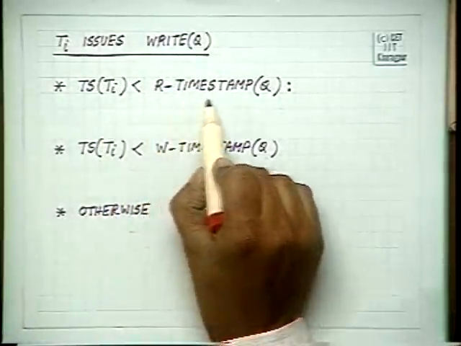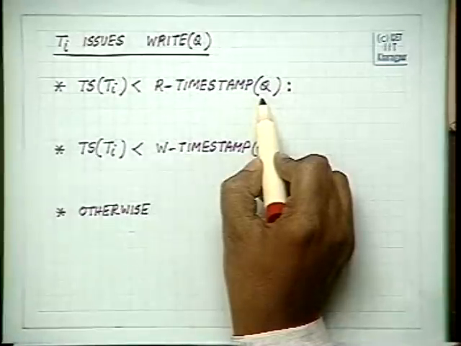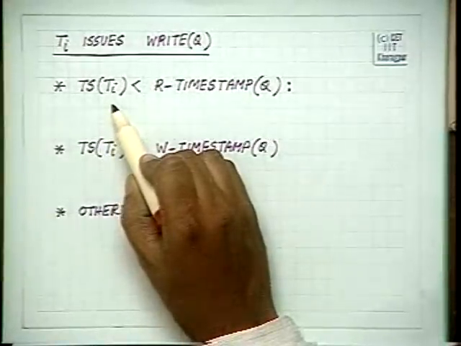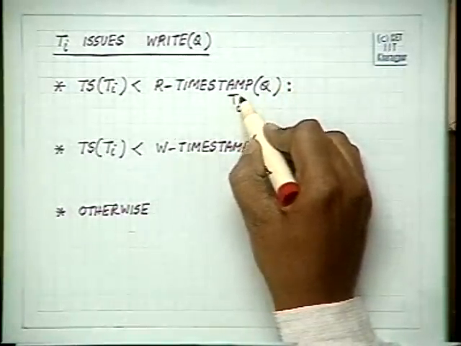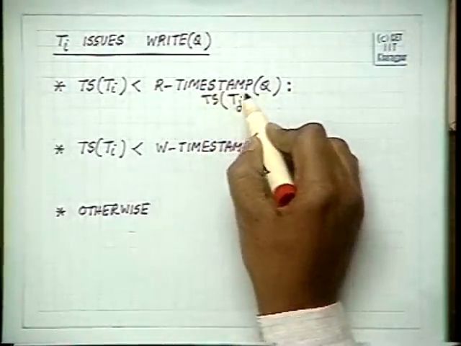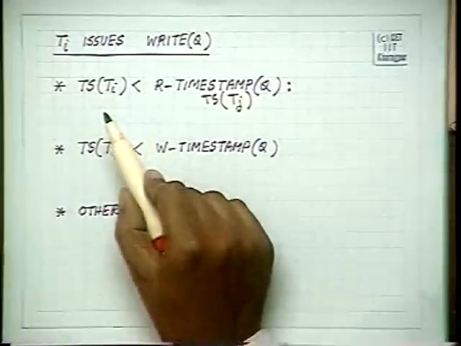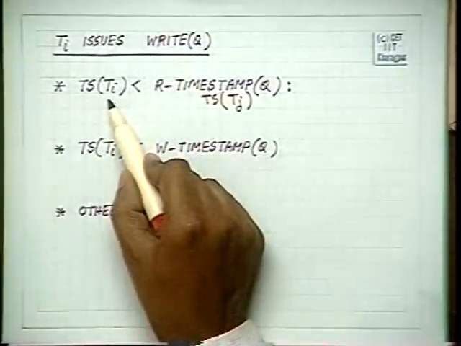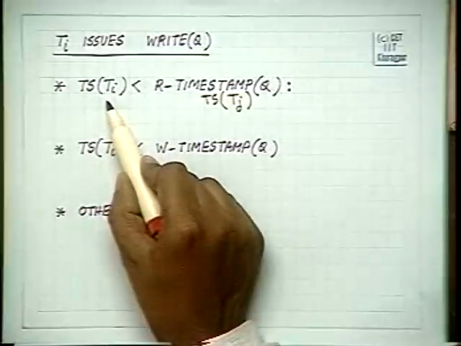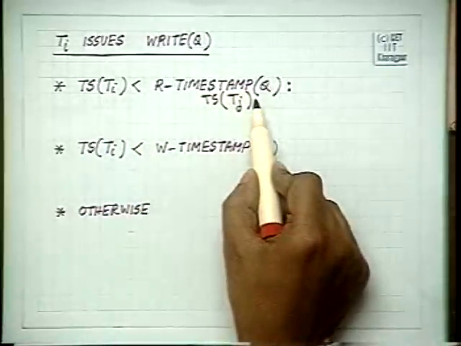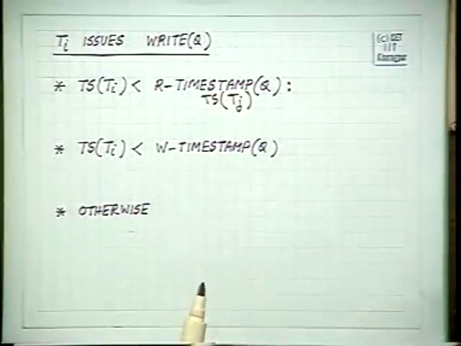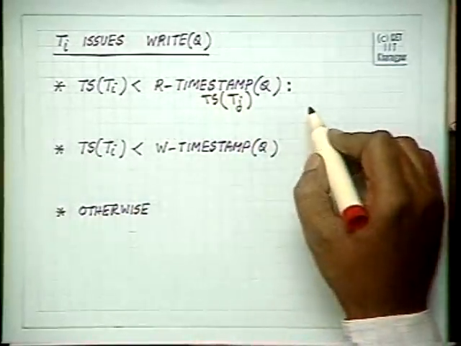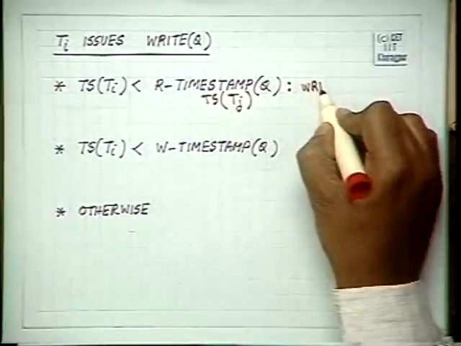We already have our R-timestamp Q equal to the TS of TJ, which is greater than the TS of TI. So if this is equal to TS of TJ, then if we allow this write, we will never be able to have this schedule conflict equivalent to the serial schedule of TI followed by TJ. So in this situation, the write is rejected.